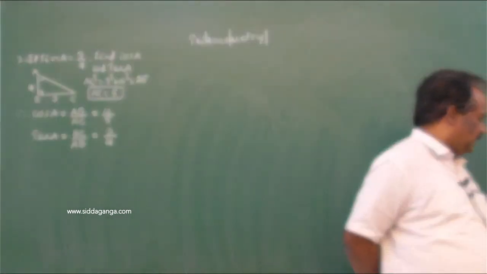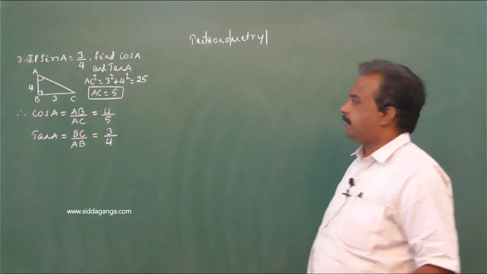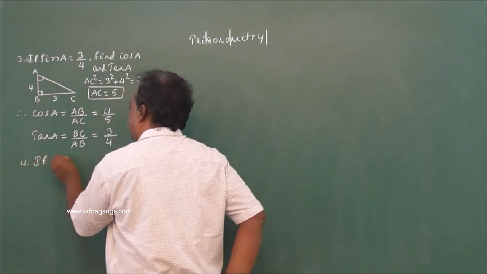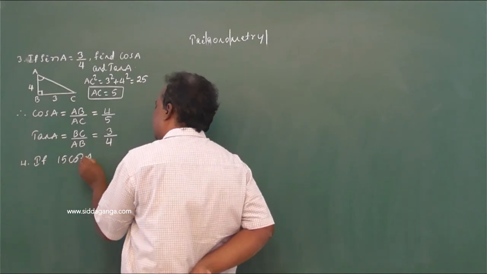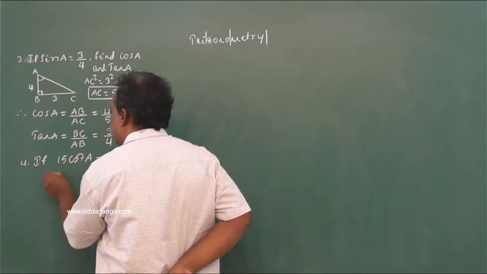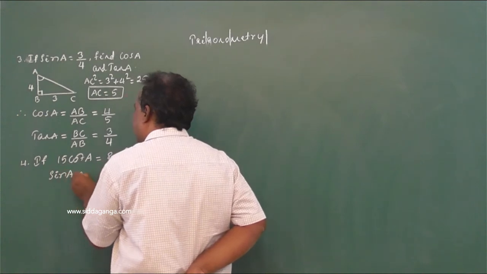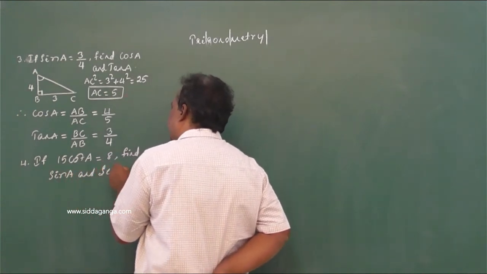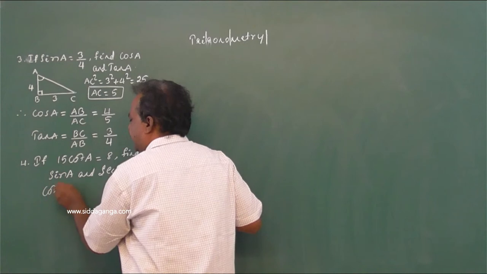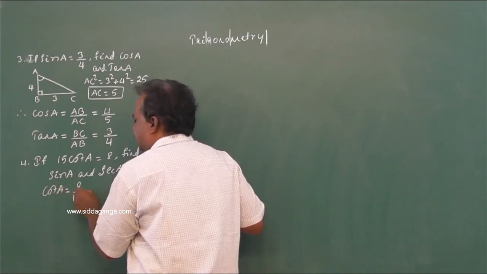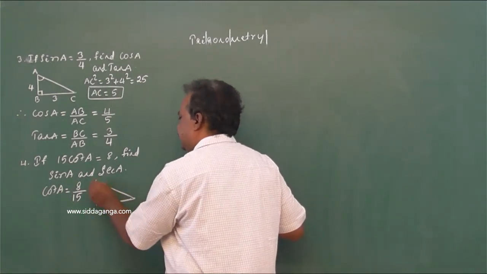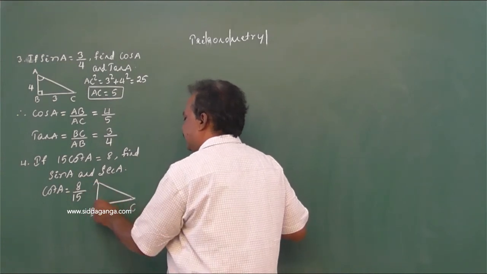Okay. Now let us take one more problem. If cot A is equal to 8 by 15, find sin A and secant A. Sin A and secant A. So look, cot A equals 8 by 15. This is A, this is B, this is C.